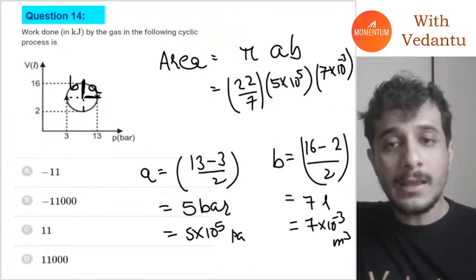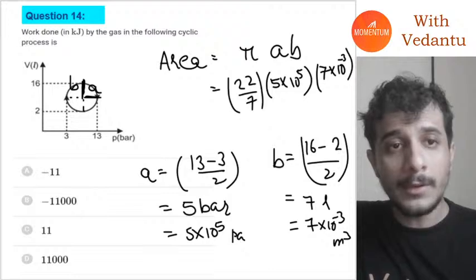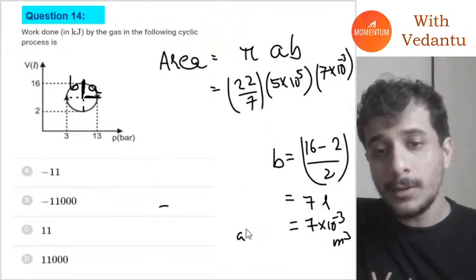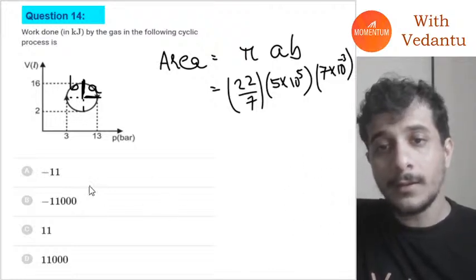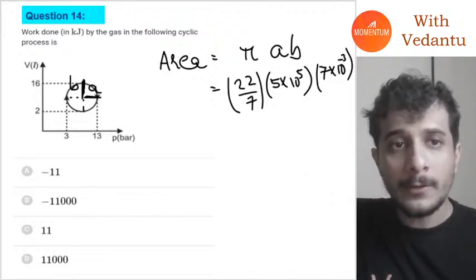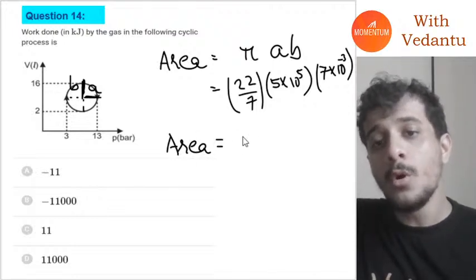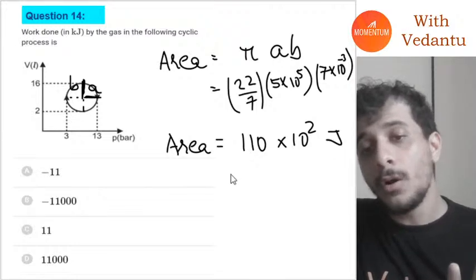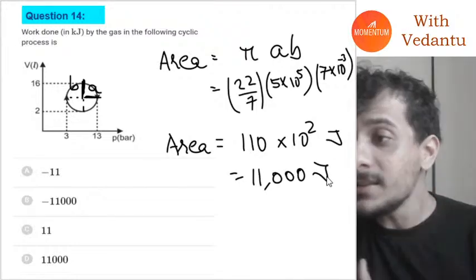This is very easy to multiply, guys. If you do this multiplication, you will just get area as equal to 110 into 10 power 2 joules, or 11000 joules. Okay, now this is the area.